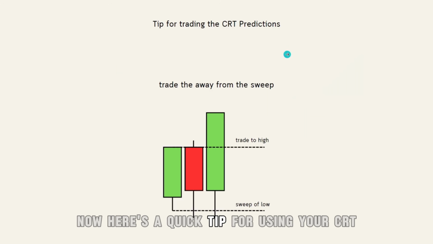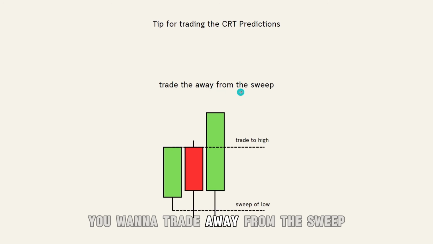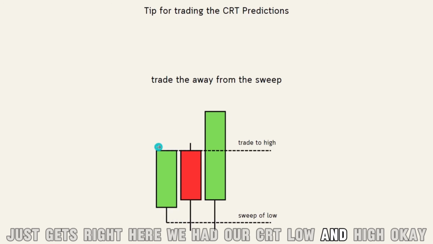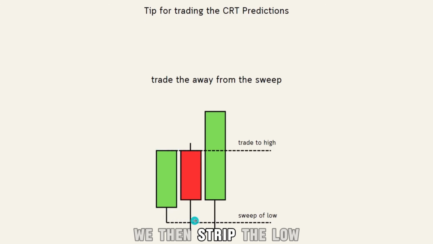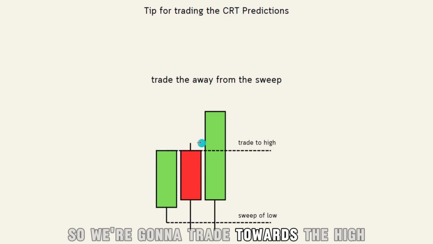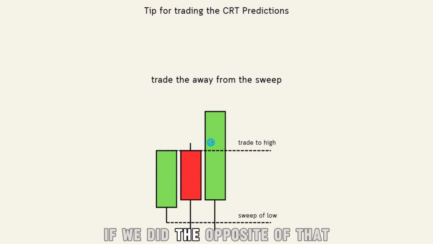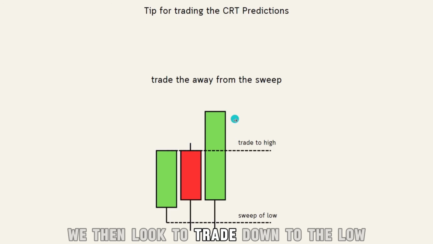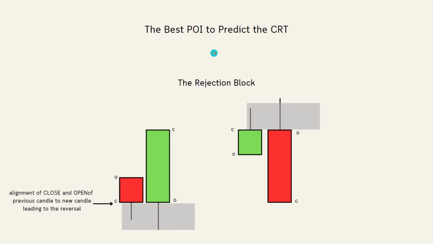Now, here's a quick tip for using your CRT. You want to trade away from the sweep. So as you can see right here, we had our CRT low and high, okay? We then swept the low, so we're going to trade towards the high. If we did the opposite of that, where we swept the high, we then look to trade down to the low. Now, this is going to be the best POI to predict these CRTs even before they happen. So you end up being ahead of the market.